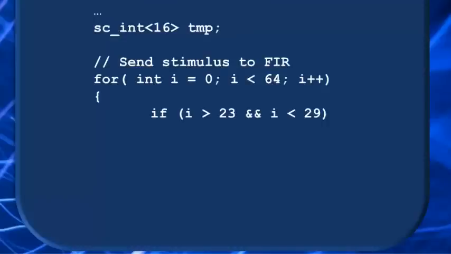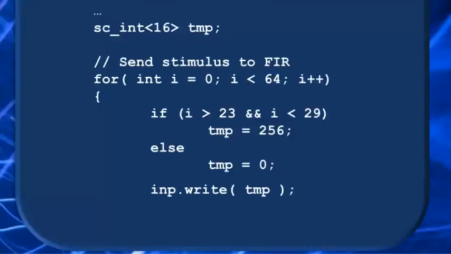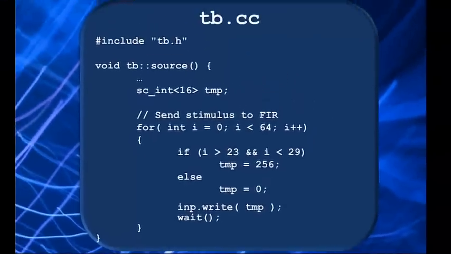Using an if statement, I'll just say that if i is between 23 and 29, temp will have a value of 256, and otherwise temp will just be 0. Then I just write temp to output port INP and wait one cycle, and that's it. That's the entire source thread for this example.